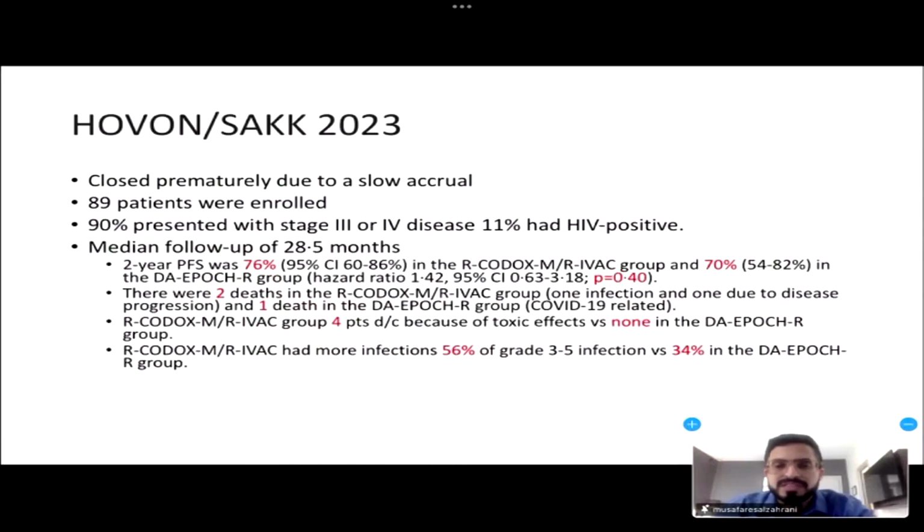And there were more infections: 56% grade 3-5 infections happened in the MIGRATH arm versus 34% in the dose-adjusted EPOCH-R arm, meaning that dose-adjusted EPOCH-R was less toxic. It is hard to interpret a study that was closed prematurely and did not complete the sample size, but we can get a rough idea that maybe dose-adjusted EPOCH-R is less toxic and equal, maybe in some subgroups, but not all patients.